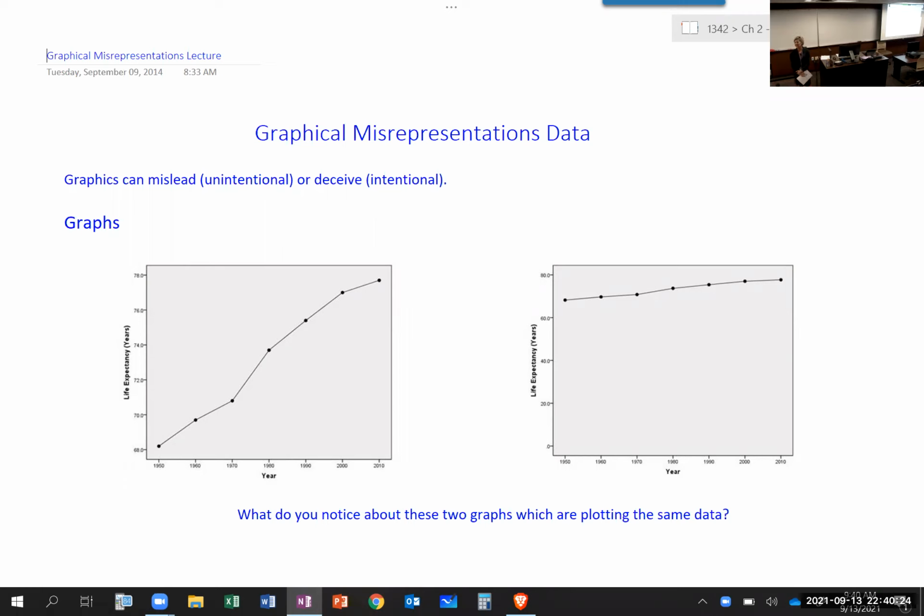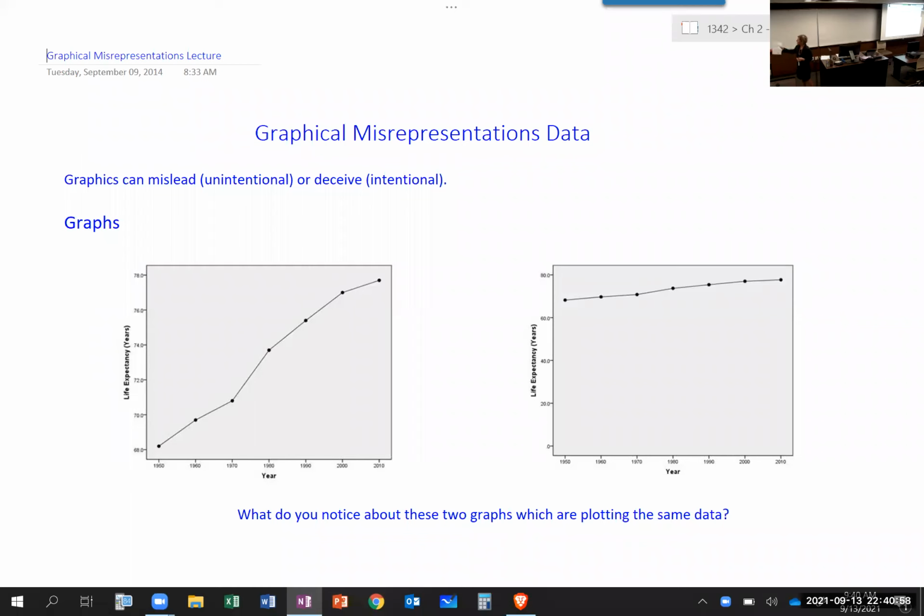They're both graphing the exact same information. The first one has a really steep slope, while the other one's almost flat. In the first one, if I only put up the picture of the first graph, and you were reading a news article talking about life expectancy since 1950, you would infer from that graph that our life expectancy has really skyrocketed. We are living longer. We're doing so much better.